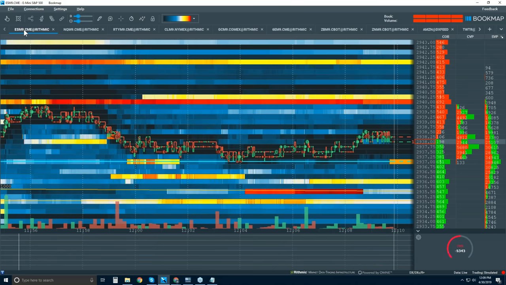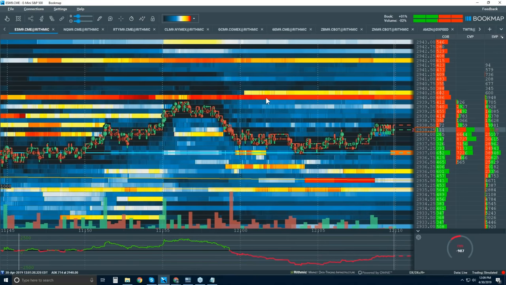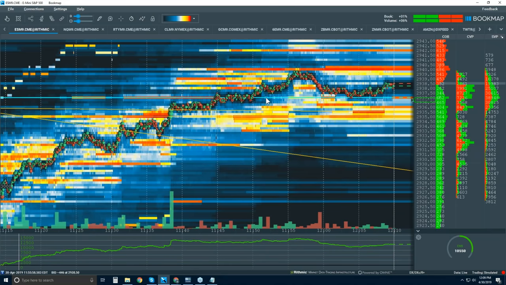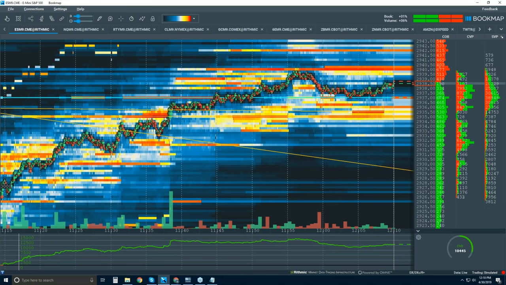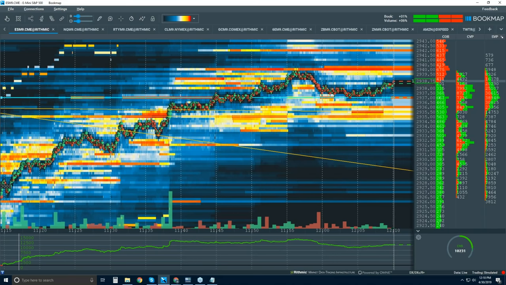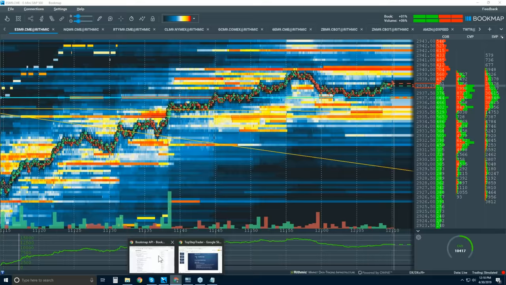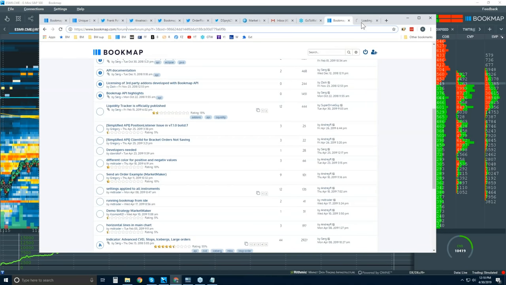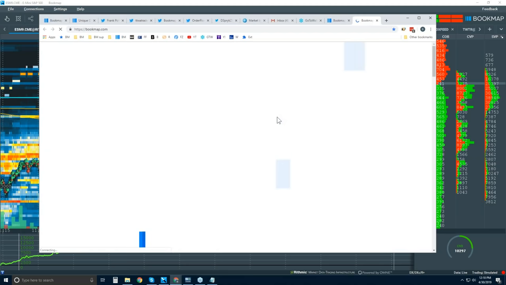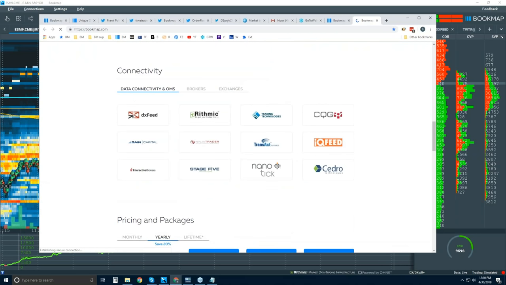Yeah, the DX feed offers that full depth as a data provider, so you can connect Bookmap to that. There are many brokers offering Bookmap, so reach out to your broker and ask. You'll find it out there somewhere. And if not, let me take you to the website here, which will be the easiest way to answer. On bookmap.com, if you go to connectivity and scroll down, these are all the ways of connecting Bookmap.